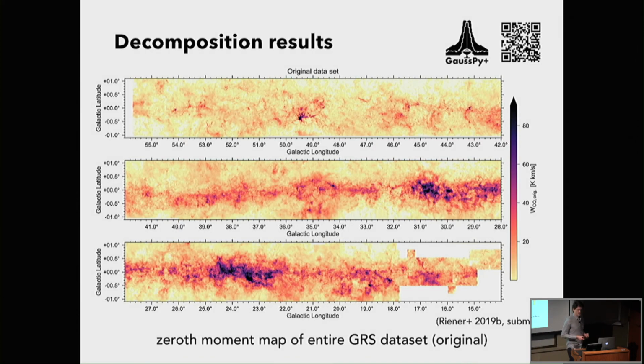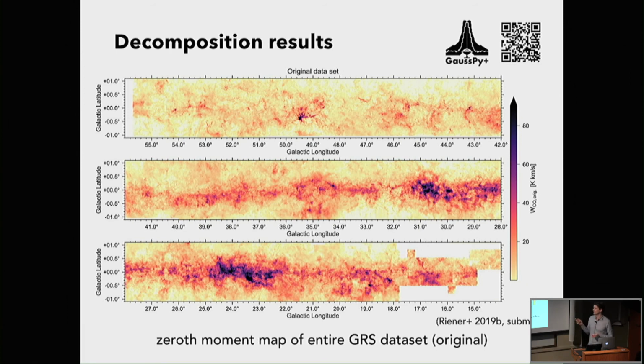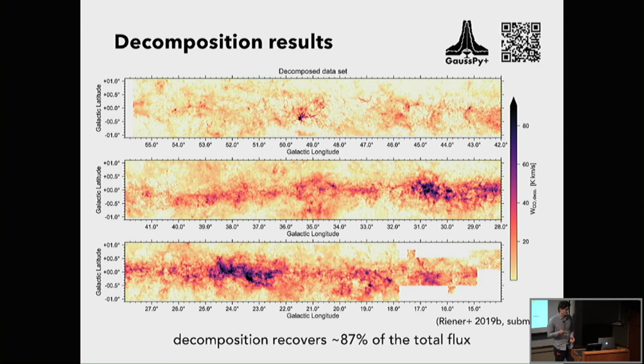Now, just to show you some of the results we obtained. This is the Galactic Ring Survey original data set, the zeroth moment map, so integrated along the whole velocity range from the inner galactic plane to the outskirts. And this is the same map, but this time recreated from our Gaussian fit components. If I switch back and forth, you see we really do, I think, a good job in retaining all the flux and recreating this data set.